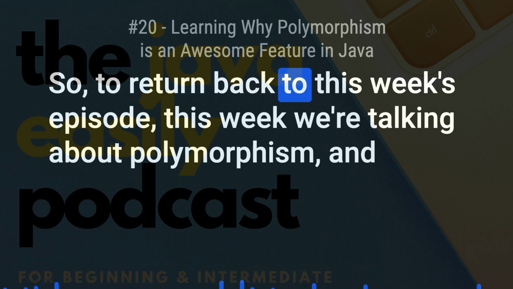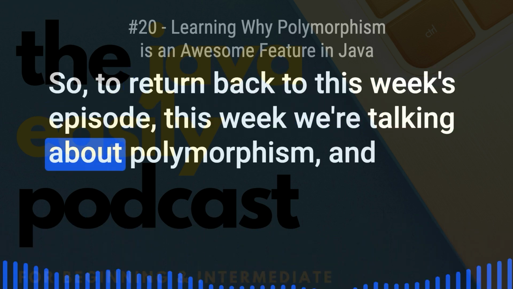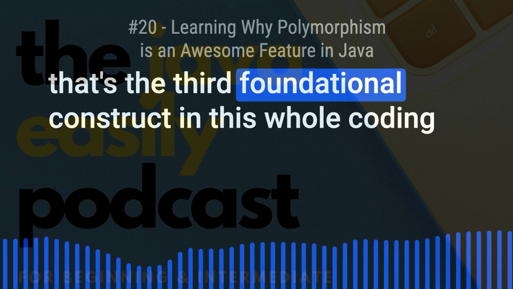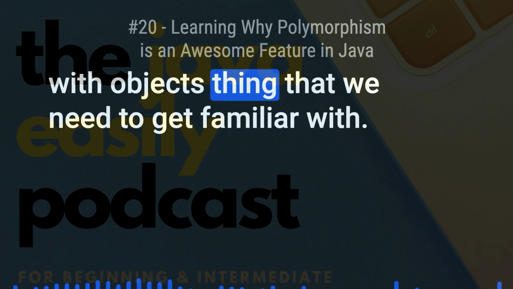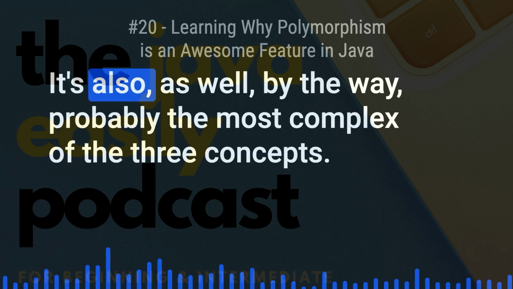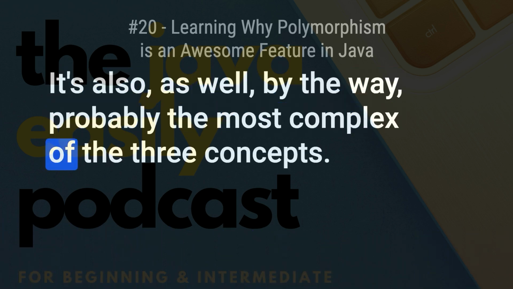So to return back to this week's episode, this week we're talking about polymorphism, and that's the third foundational construct in this whole coding with objects thing that we need to get familiar with. It's also, by the way, probably the most complex of the three concepts.